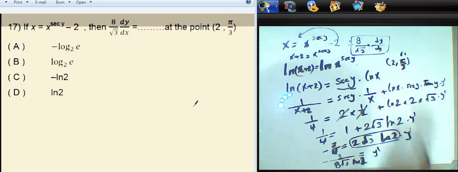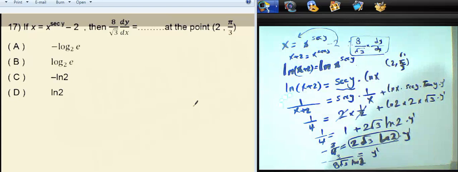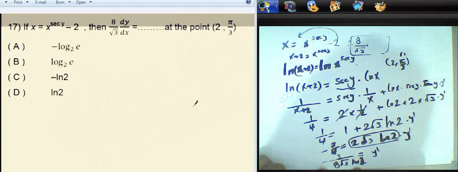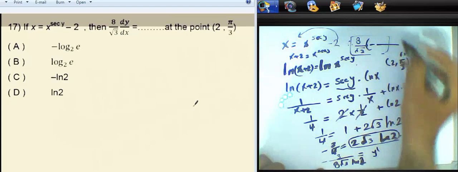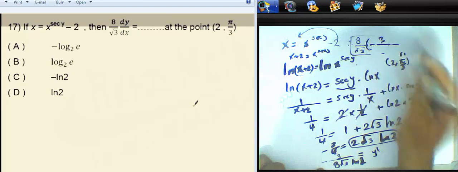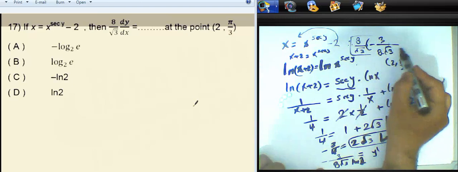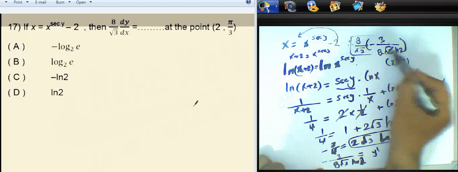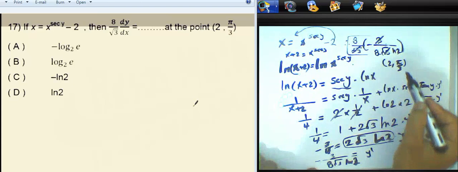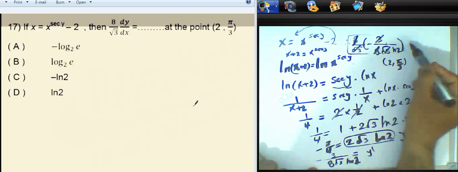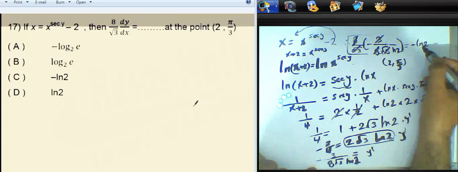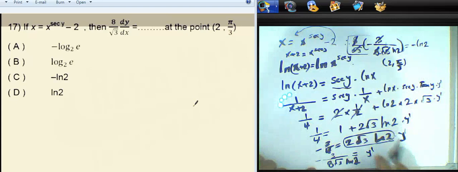And he asked about 8 over root 3 multiplied by this term. Put dy over dx here, cancel this, and write negative 3 over 8 root 3 ln 2. Cancel: root 3 by root 3 equals 3, 3 divided by 3 equals 1, and 8 divided by 8 equals 1. It will be negative 1 over ln 2, the result for y dash.